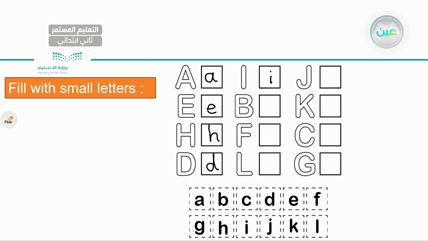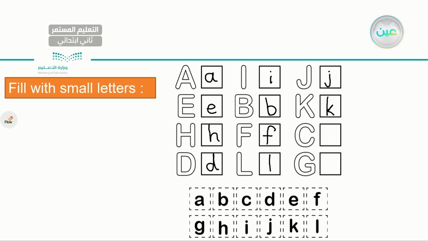Next, I have B. Capital B. Small b. Excellent. Next one, I have F. Capital F. Small f. Excellent. Next letter, capital L. Small l. Next one, J. Capital J. Small j. Very good. Next one, I have capital K.